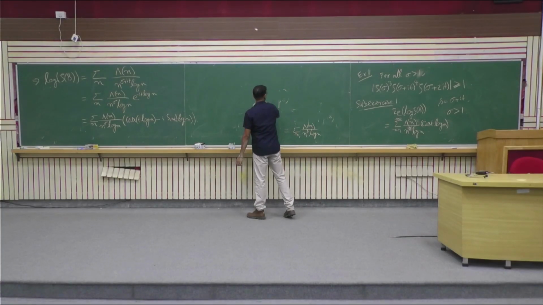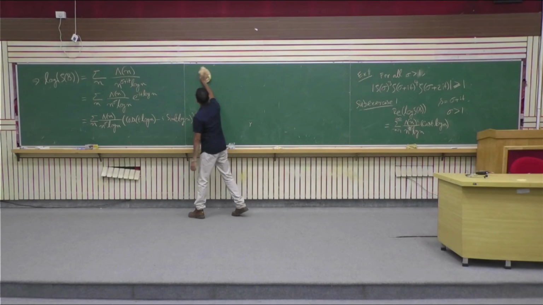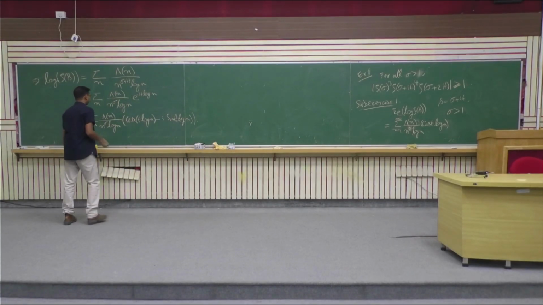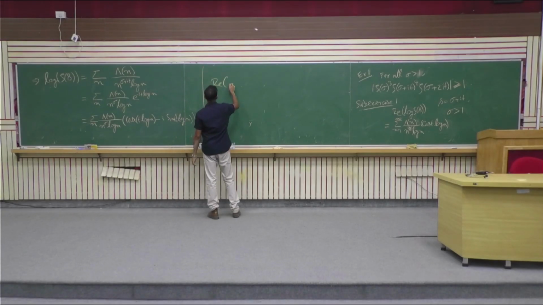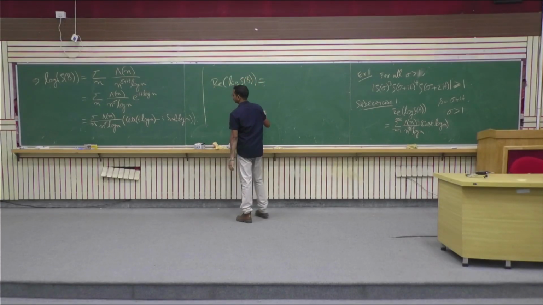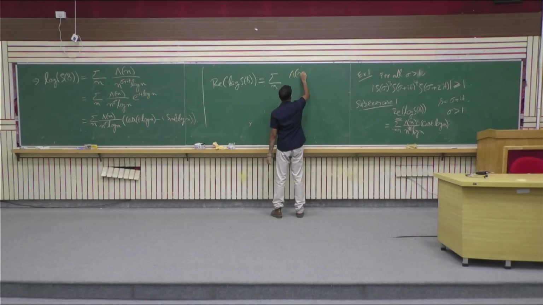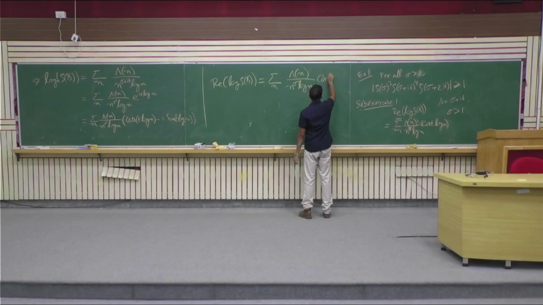So we see that if the real part of s is greater than 1, then we have the real part of log zeta s equal to the summation over n of lambda n by n power sigma log n times cos t log n.